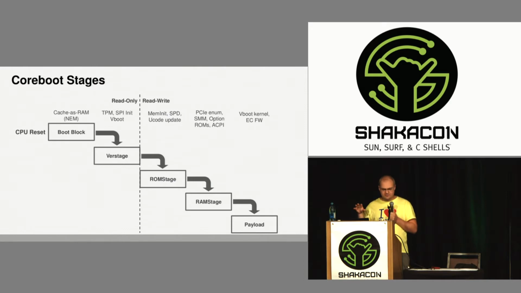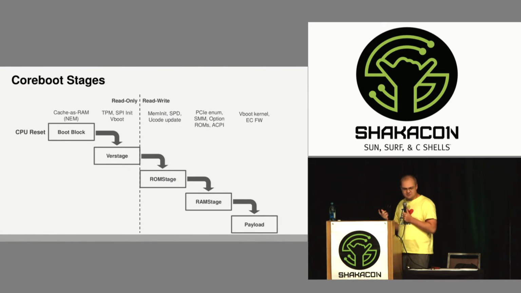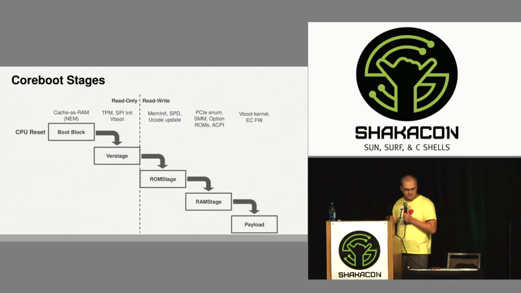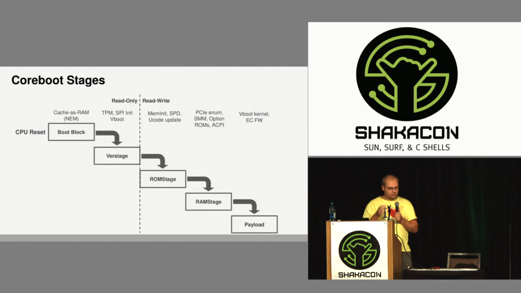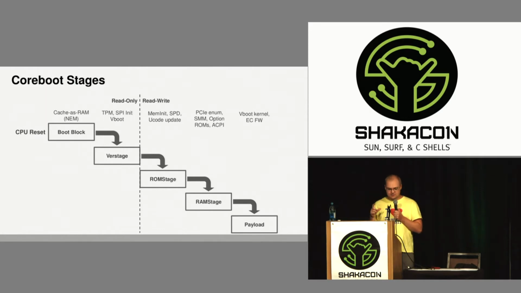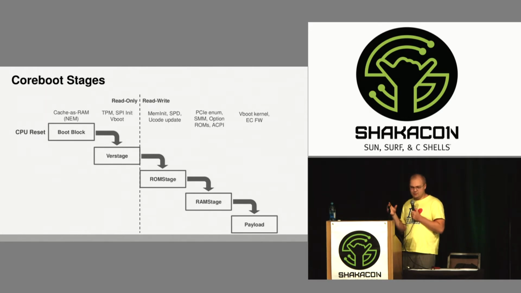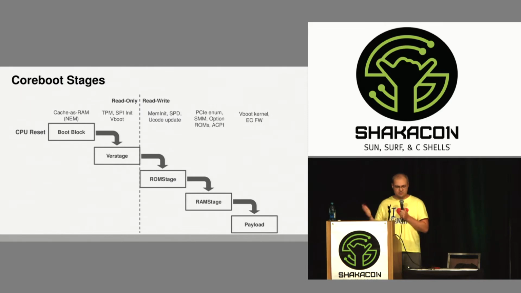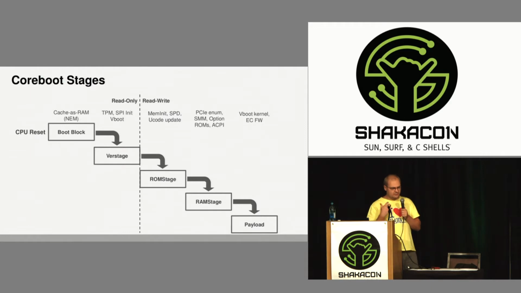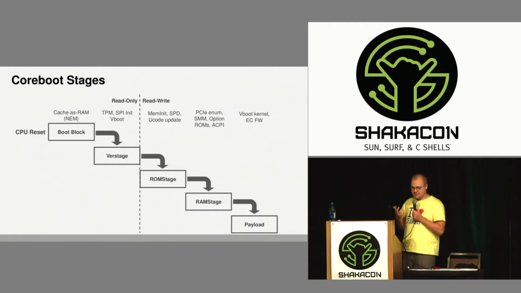First, when the system is powered on, the first instruction executed is the reset vector, which is fetched directly from the SPI chip. Then it calls the boot block, which is basically a really small piece of code running in a mode called cache as RAM. That mode is actually using cache as main memory. It doesn't use the main memory at all. Why? Because the main memory is not initialized yet, so we cannot run from the main memory. We can run just from cache.